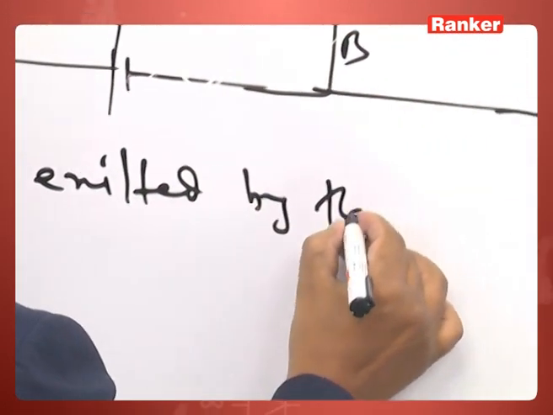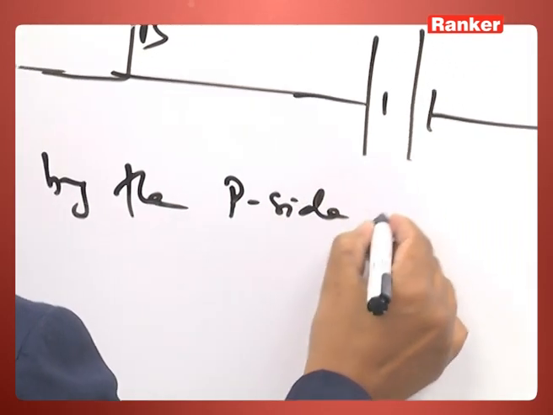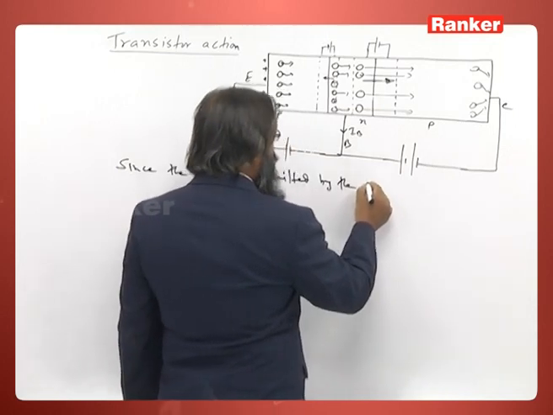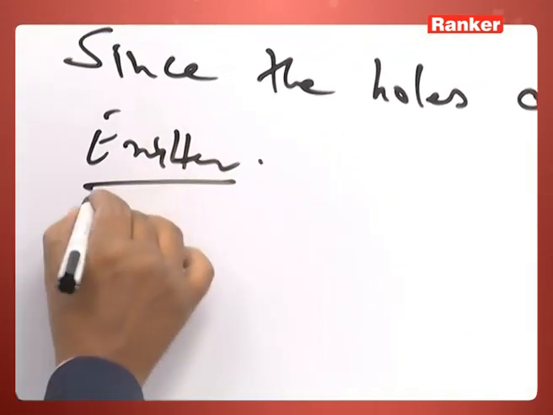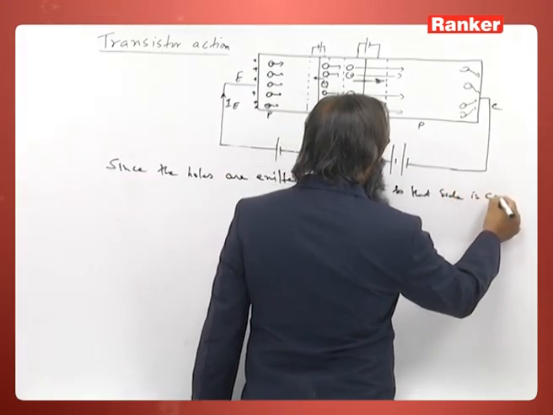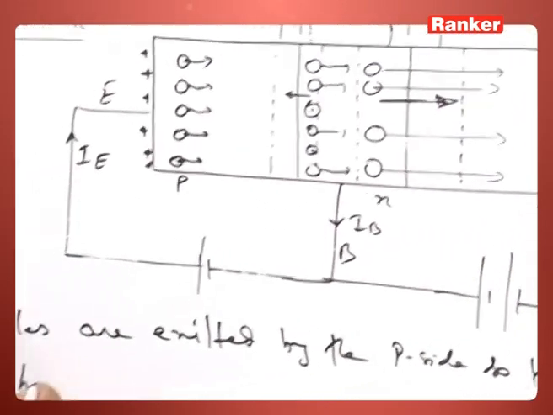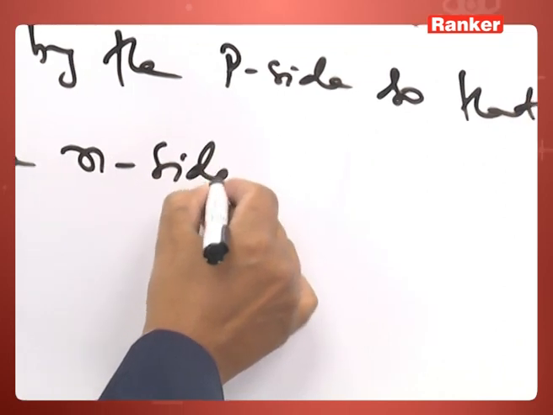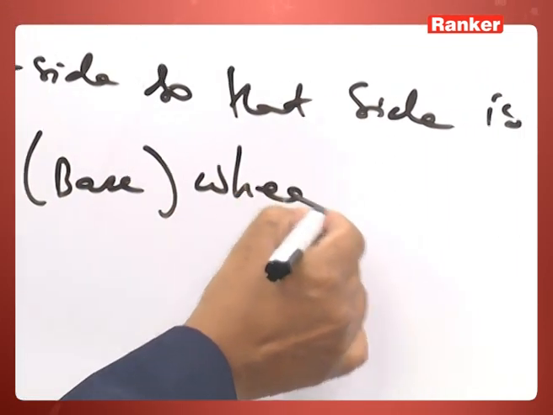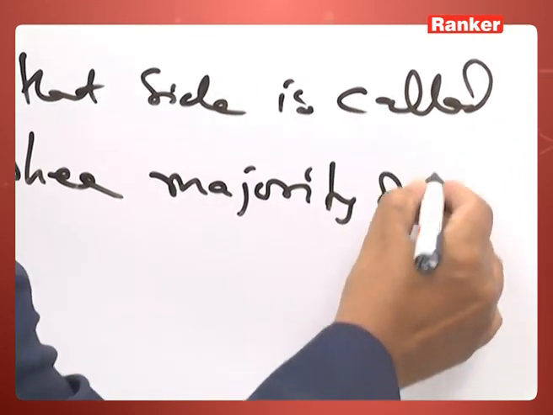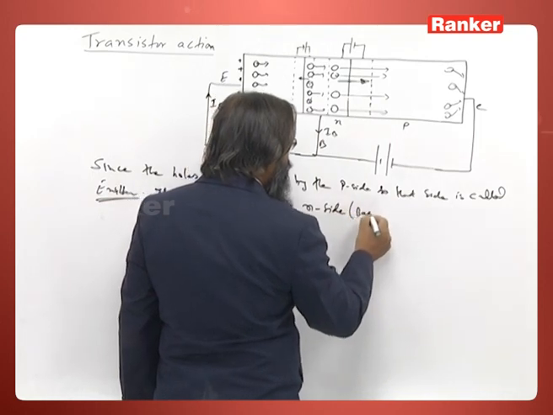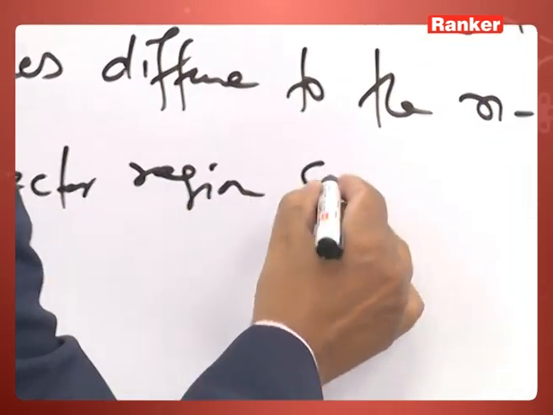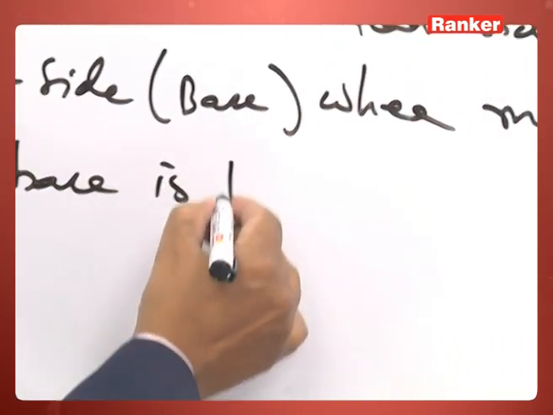Just take down this. Since the holes are emitted by the P side, that side is called emitter. So the origin of the name emitter is because it emits, it is the provider of the holes. The holes diffuse to the N side, that is the base, where the majority of them pass to the collector region.